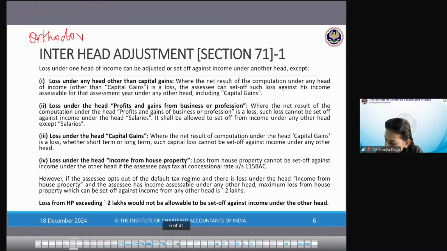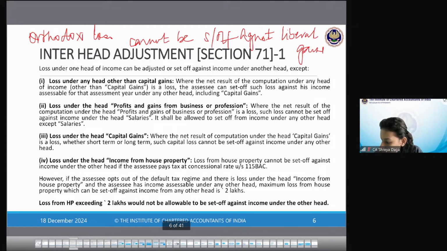Orthodox loss cannot be set off against liberal gains. But the reverse is true. Liberal losses can be set off against orthodox gains. So when we talk about restrictions, we talk from the perspective of orthodox losses only. The lists that you see relate to orthodox losses only.